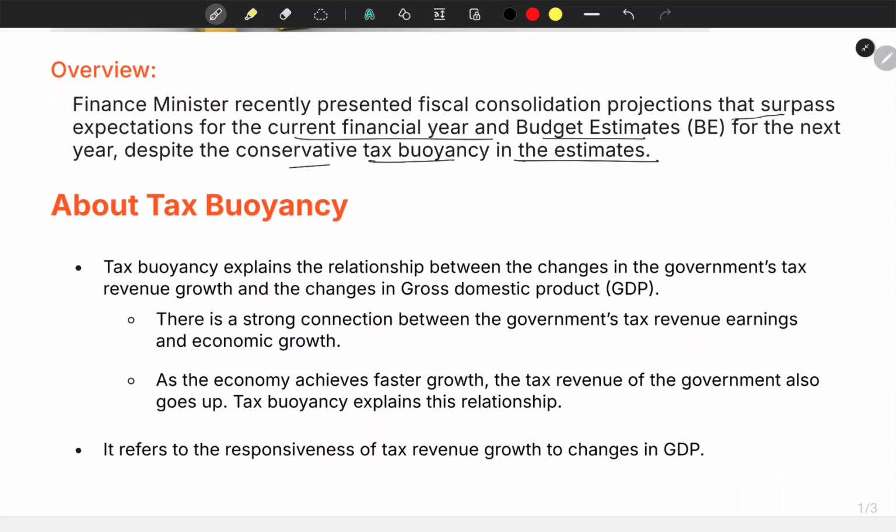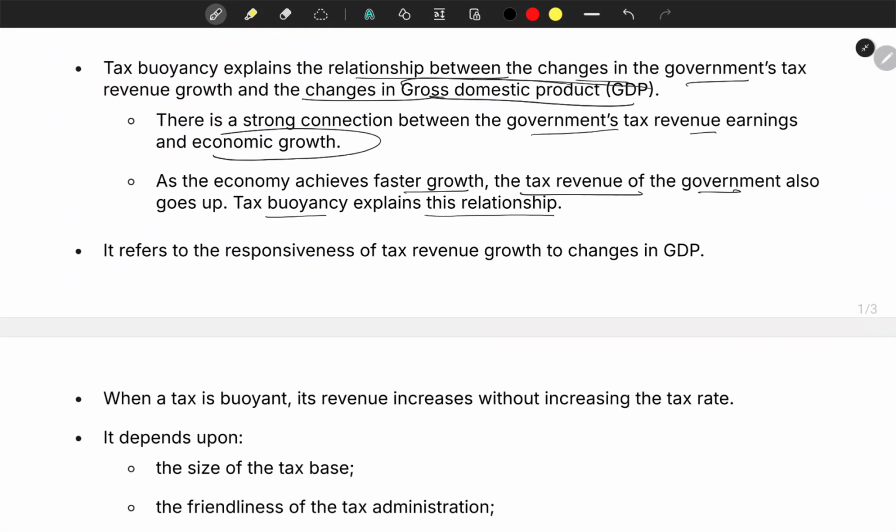About tax buoyancy: tax buoyancy explains the relation between the change in government tax revenue growth and the change in gross domestic product, GDP. There is a strong connection between government tax revenue earnings and economic growth. As the economy achieves faster growth, the tax revenue of the government also goes up. Tax buoyancy explains this relationship. It refers to the responsiveness of tax revenue growth to change in GDP.